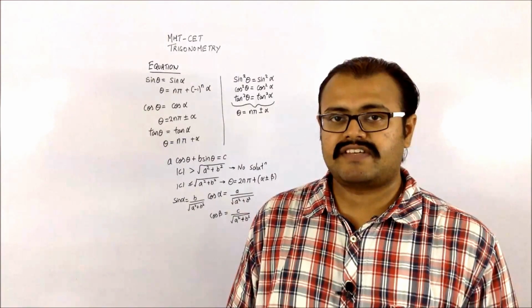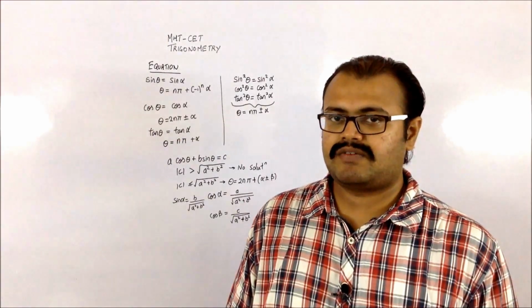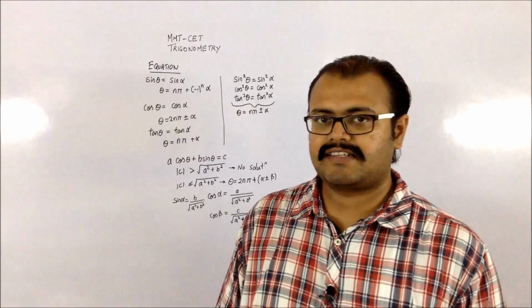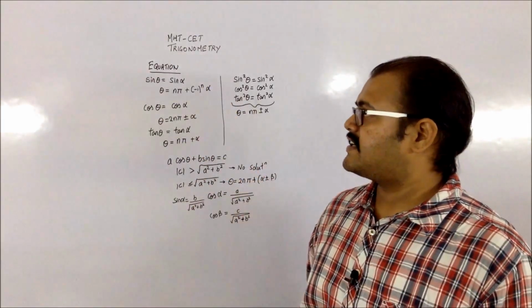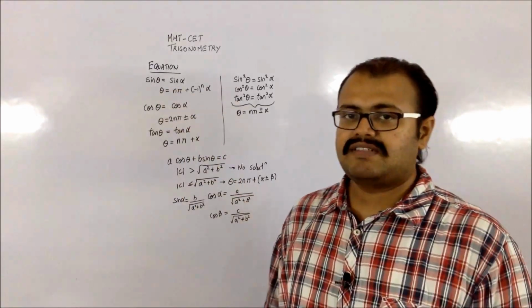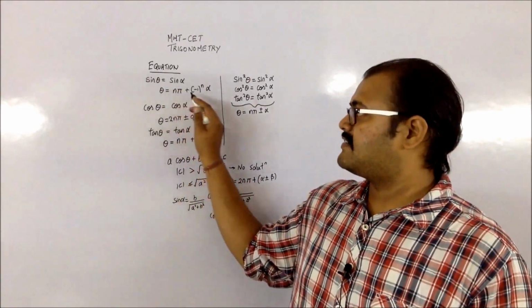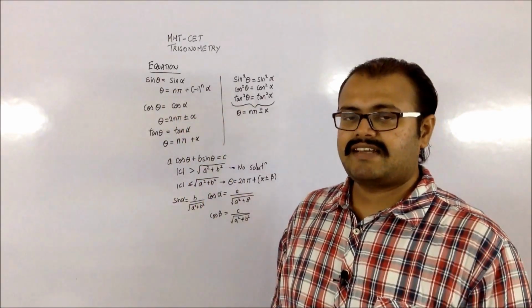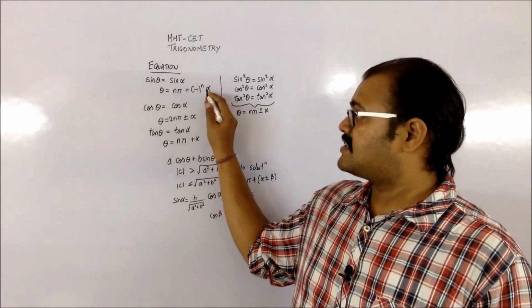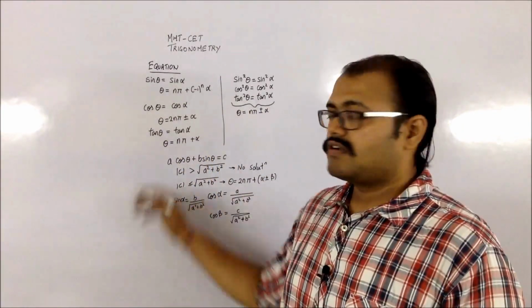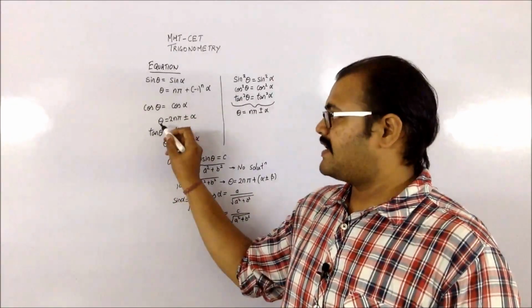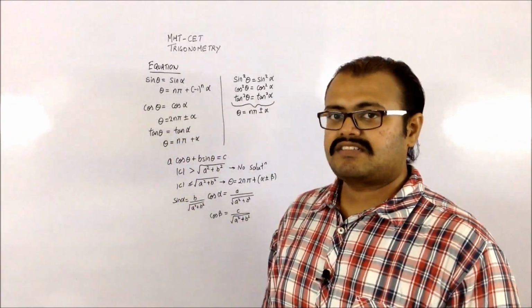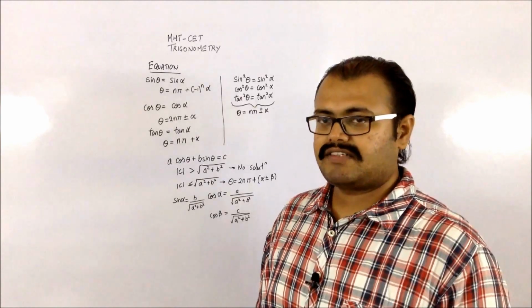The first topic which we are taking is the trigonometric equation, that is solving trigonometric equations. In this you have to remember a couple of things. If sin theta equals sin alpha, then theta will have the solution n pi plus minus 1 raised to n into alpha. For cos theta equals cos alpha, you will have the solution of theta as 2n pi plus minus alpha.